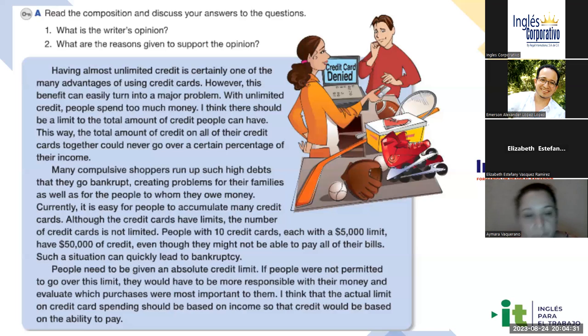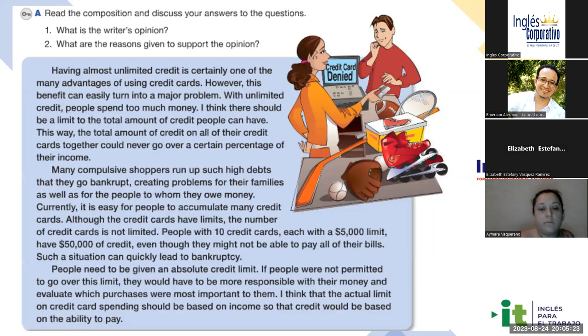Okay, thank you so much, Emerson. Who volunteers to continue reading the last part? People need to be given... Volunteer? Nobody? Okay, I will read. People need to be given an absolute credit limit. If people were not permitted to go over this limit, they would have to be more responsible with their money and evaluate which purchases were most important to them. I think that the actual limit on credit card spending should be based on income. The credit limit will be based on their ability to pay.